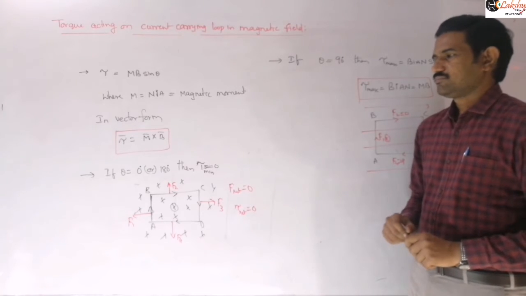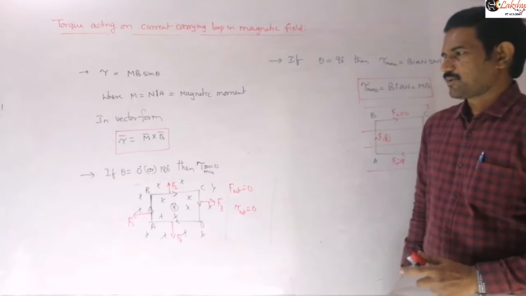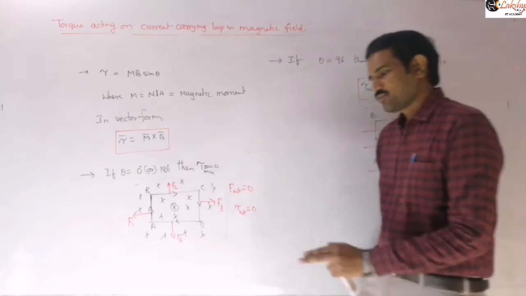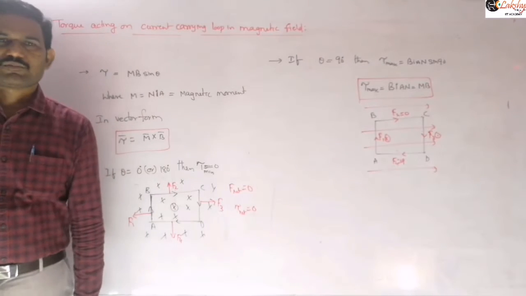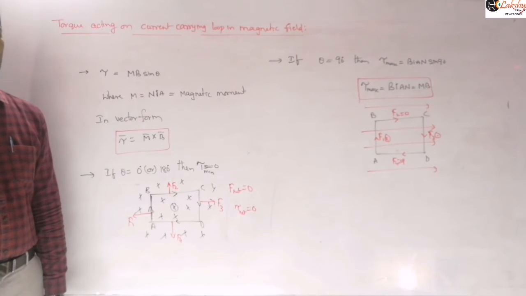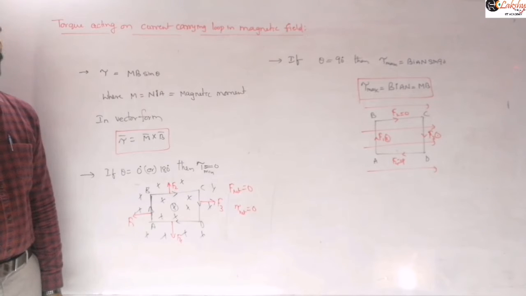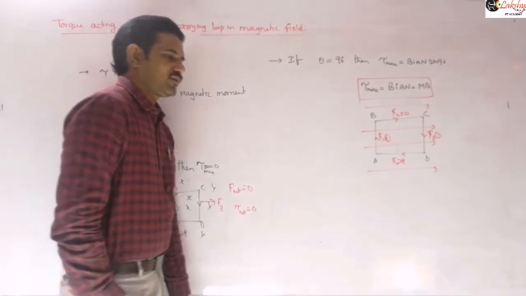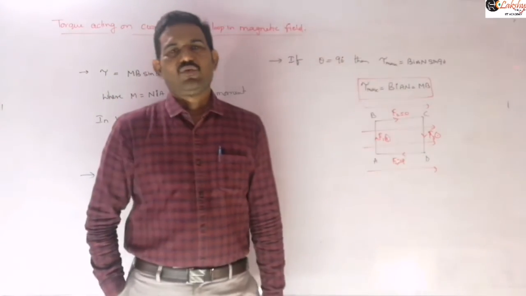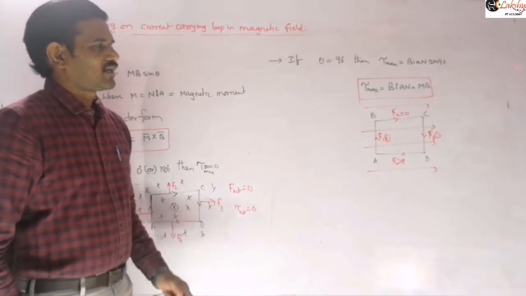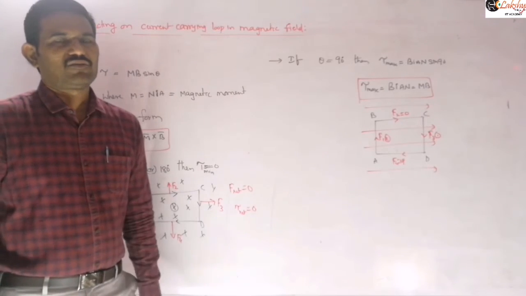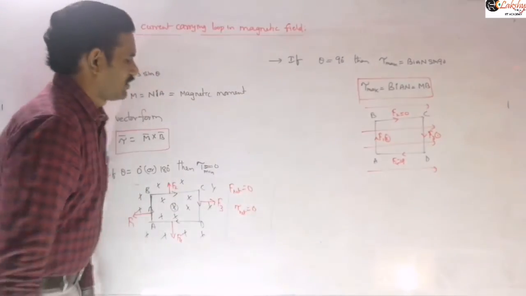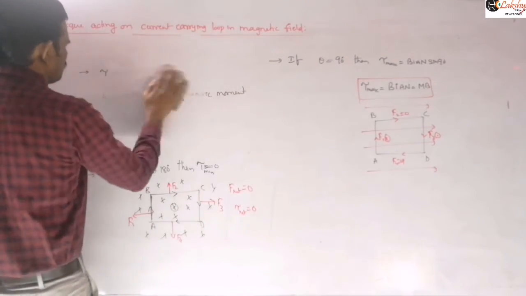Therefore, torque acting on the coil will be 0 when the magnetic field is perpendicular to the plane of the coil, and torque will be maximum when the magnetic field is parallel to the plane of the coil.